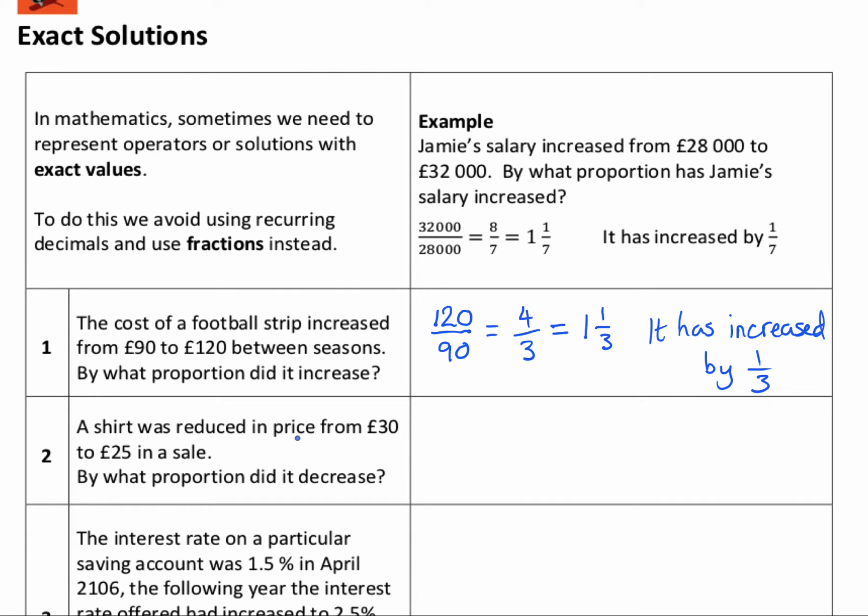Okay, a shirt was reduced in price from £30 to £25 in a sale. By what proportion did it decrease? So again, divide new, which is 25, by old, 30. Okay, and can I simplify that? Yes, these are both divisible by 5, so that gives me 5/6. Okay, so what is it decreased by? To go from a whole one to being 5/6, it must have decreased by 1/6.